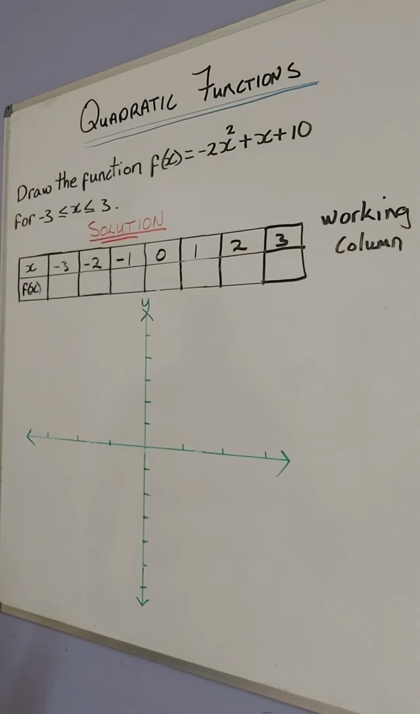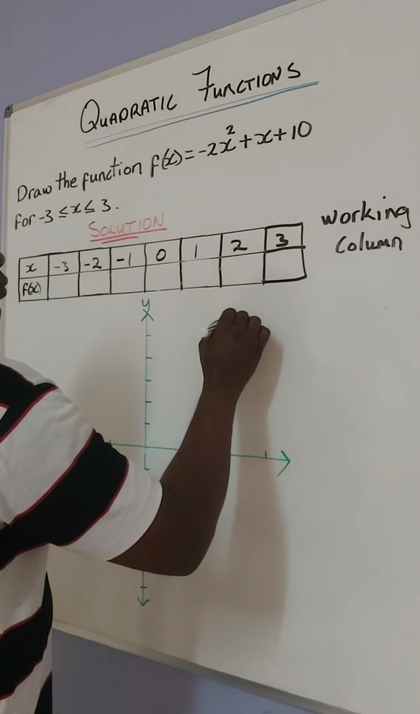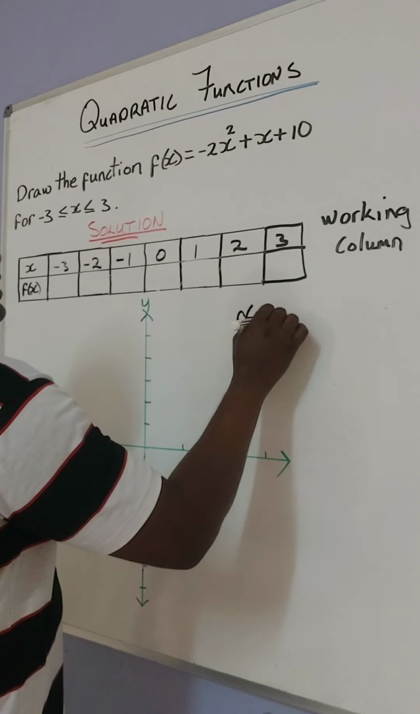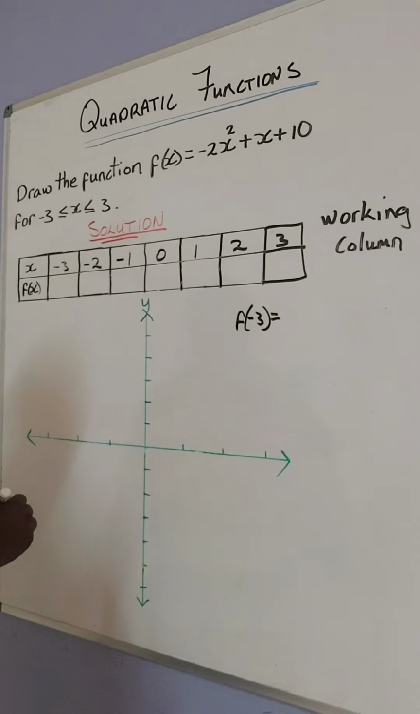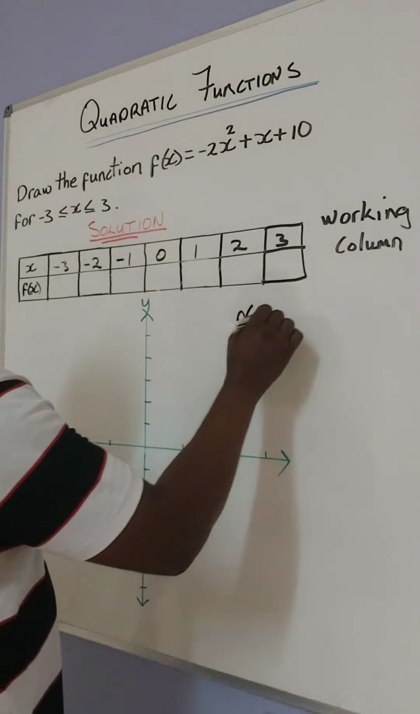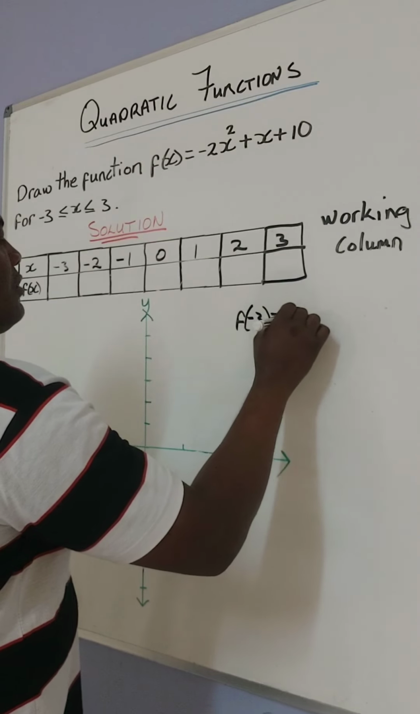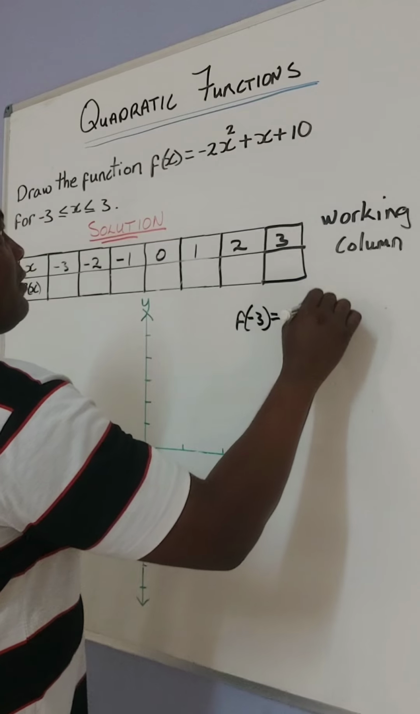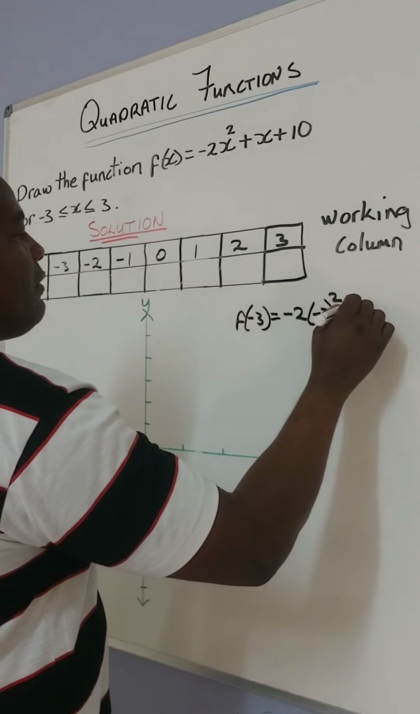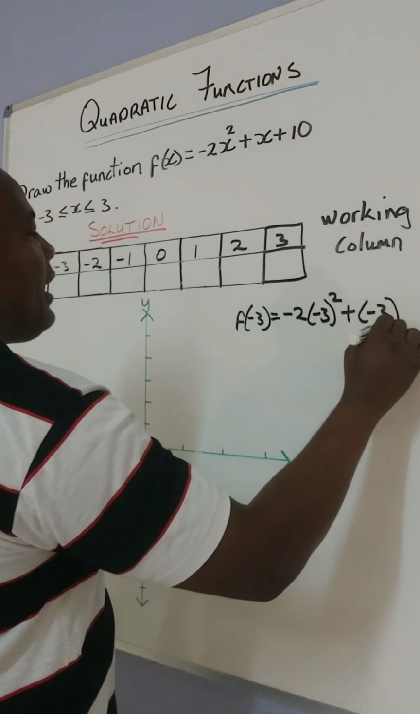Now we are to work out the f of x value or the y value that corresponds to each x value. And then this is done as follows. We first find f of -3. This means that I'm going to substitute all of the x values in the function f of x, where x is equal to -3. So we will have -2 by -3 squared plus, we are going to replace x with -3, then we add 10.